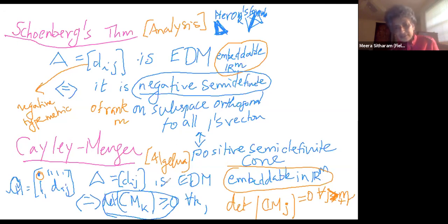And there's a direct correspondence between these two theorems. The left-hand side of the theorem is exactly the same thing, saying when is a matrix an Euclidean distance matrix? Here, the same thing. The right-hand side conditions have exact parallels. The negative semi-definiteness here corresponds to this inequality, and the embeddable, the rank m condition here corresponds exactly to these guys vanishing.